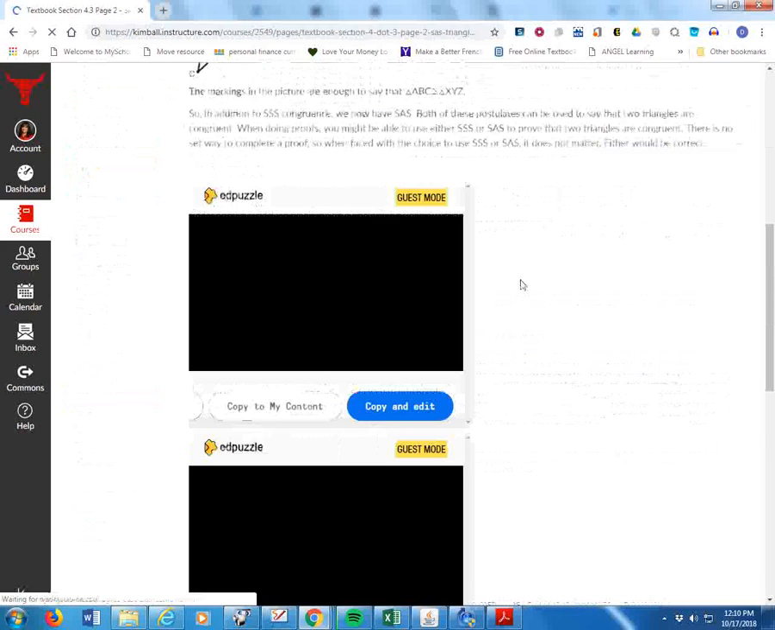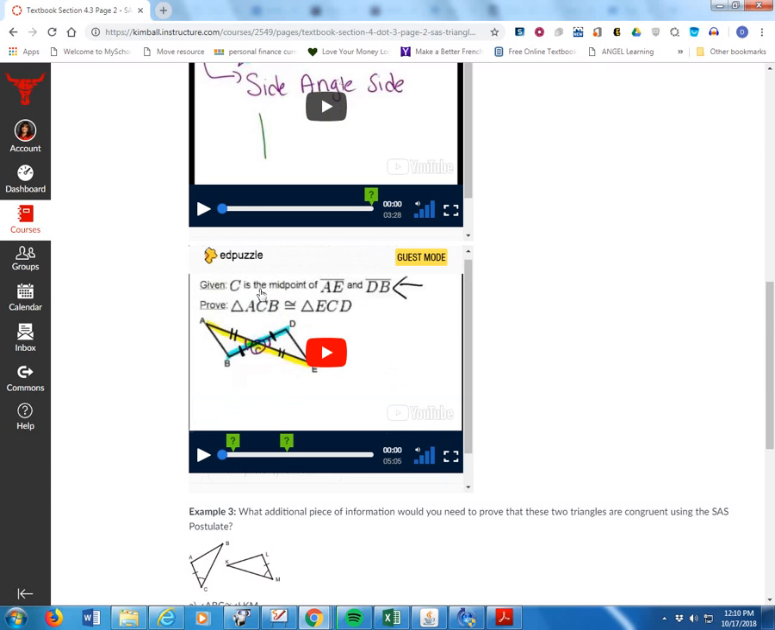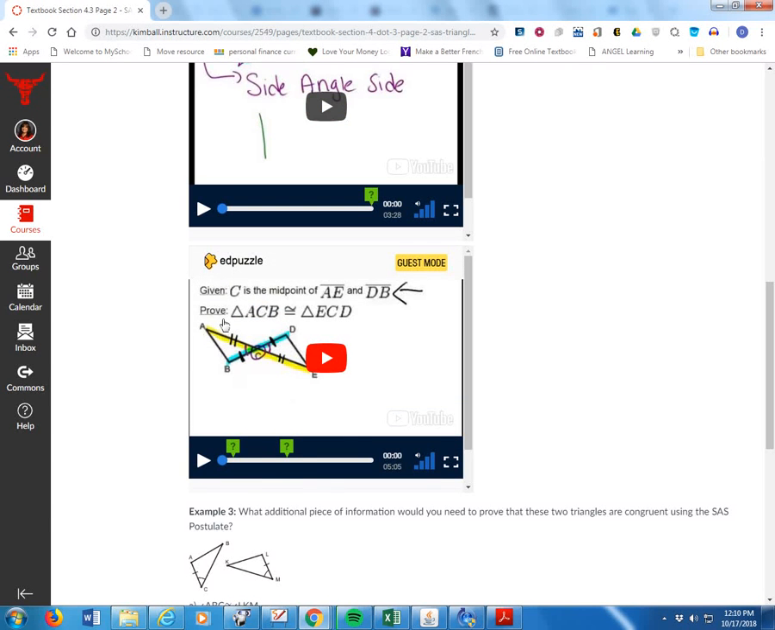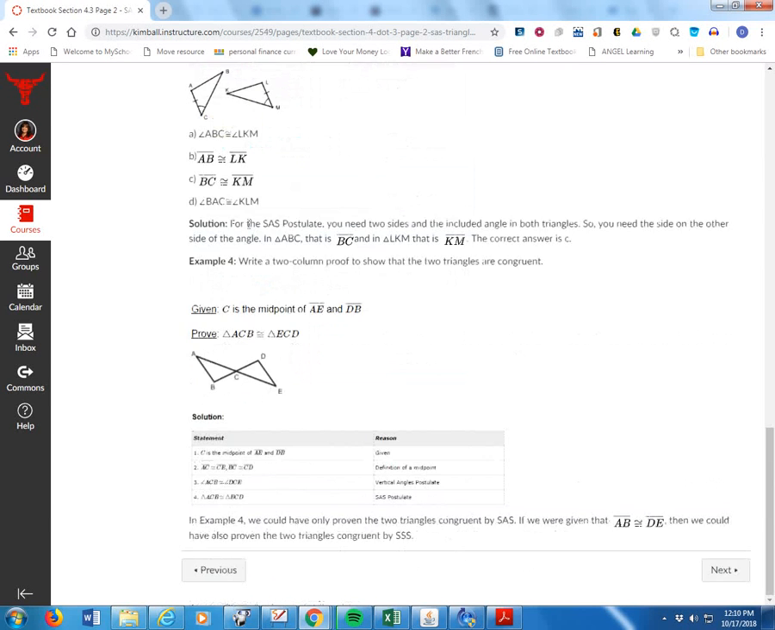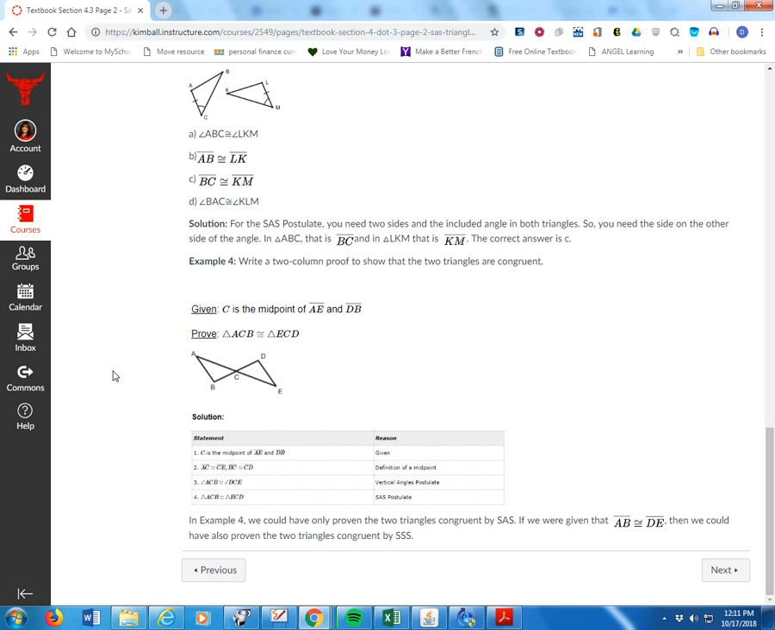The side angle side, again, there are proofs for videos to watch. And there's also examples. Here's a two-column proof to prove angles are congruent using side angle side. And looking at this one, if all we're given on this one is that C is the midpoint, do you see these two triangles? They're basically the same two I just drew.